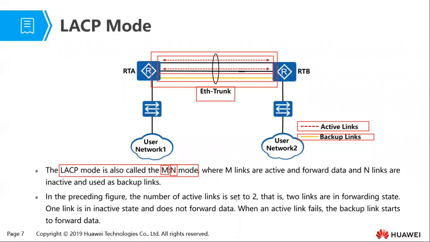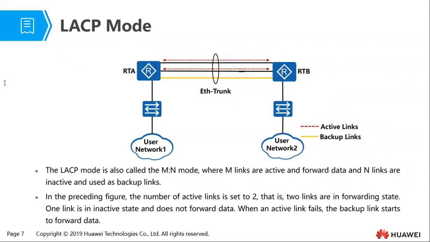Okay, now there's what we call the actual bandwidth, and there's also what we call the maximum bandwidth. Now, the actual bandwidth is the sum of M links. So that is what we call the actual bandwidth.